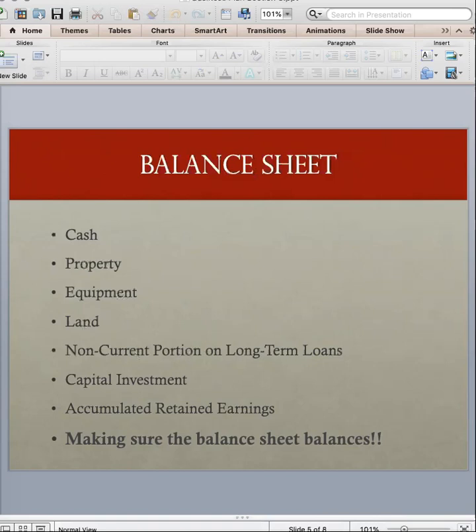Equity for this class is broken down into capital investment and accumulated retained earnings. Capital investment is where you record the money you bring into the company, and accumulated retained earnings is the row where you will get your balance sheet to balance. There's a formula built into the template, I'll show you that in a second, and it takes assets minus liabilities and sets that equal to accumulated retained earnings. Thus, your assets will equal your liabilities plus your equity.